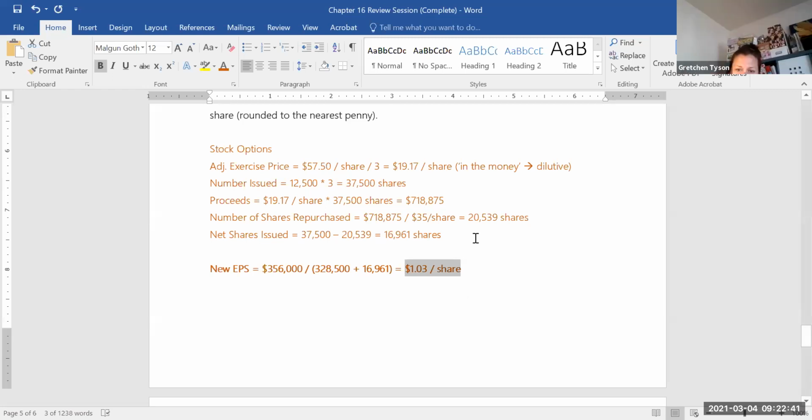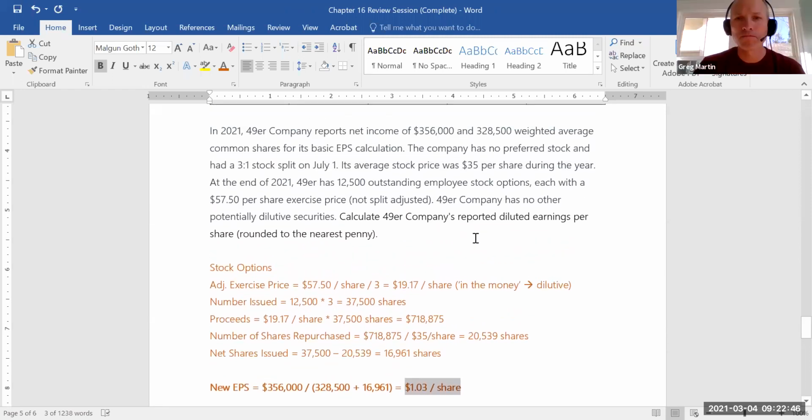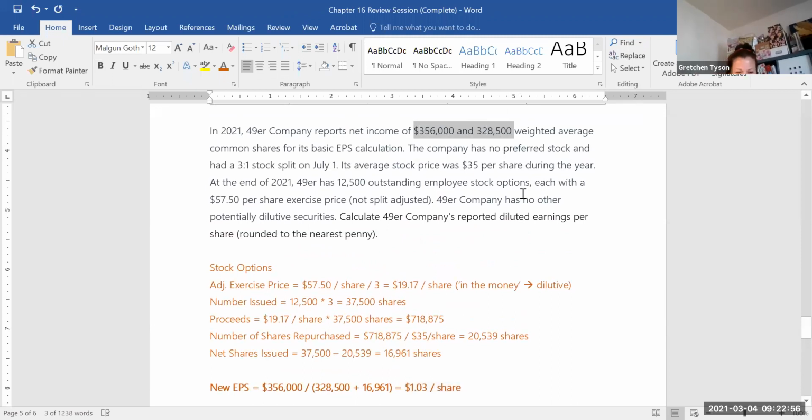When you say ignored, you mean use the $35 figure? No. If it's anti-dilutive, then the diluted earnings per share would just be the same as the basic. Yeah, okay, just the same as the basic. Got it. Yeah.